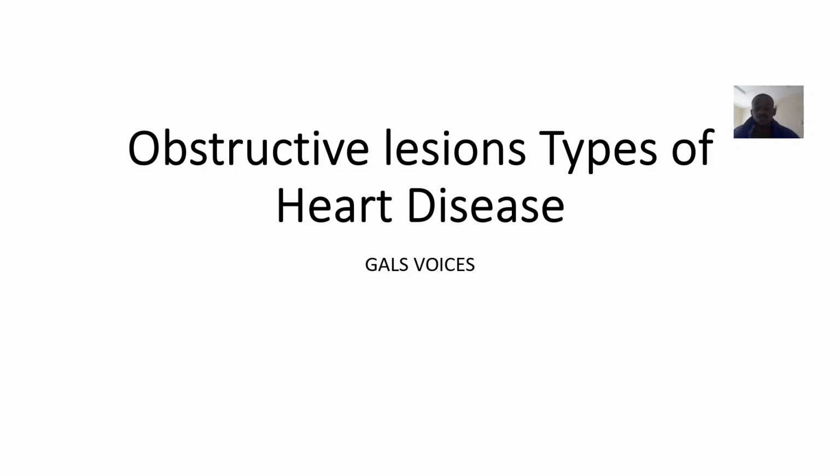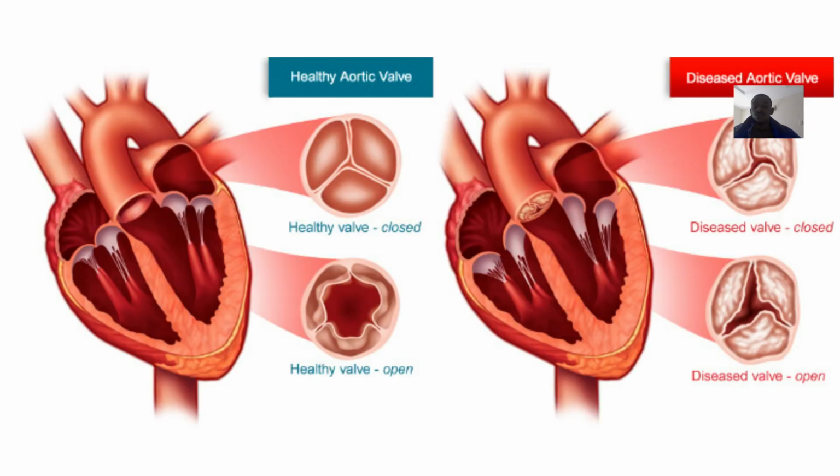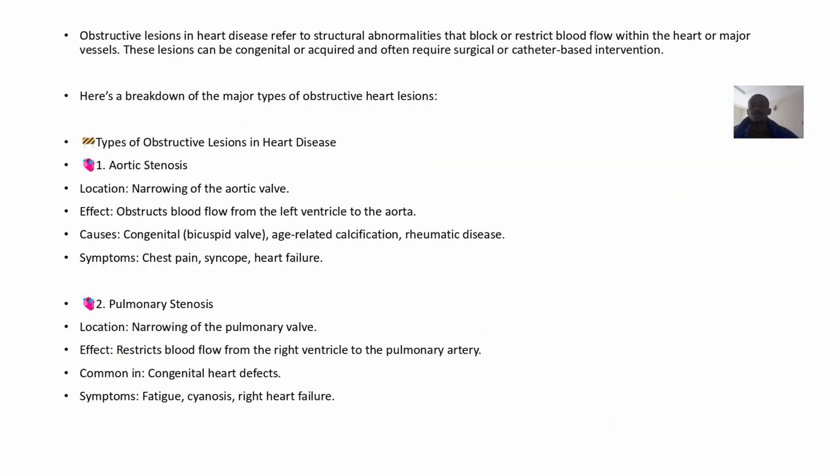So we'll be talking about the next classification of heart disease, which is the obstructive lesion types of heart disease. Of course, when they say something is obstructive, this thing is blocking something. Okay, anything obstructive is blocking something. So when you're talking about this classification, it's more like you're just trying to look at the different lesions that fall under this category of obstructive, blocking blood flow in the heart.